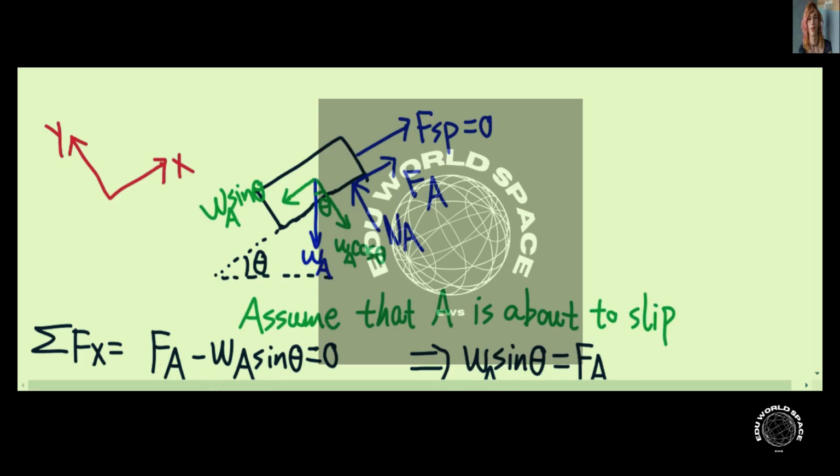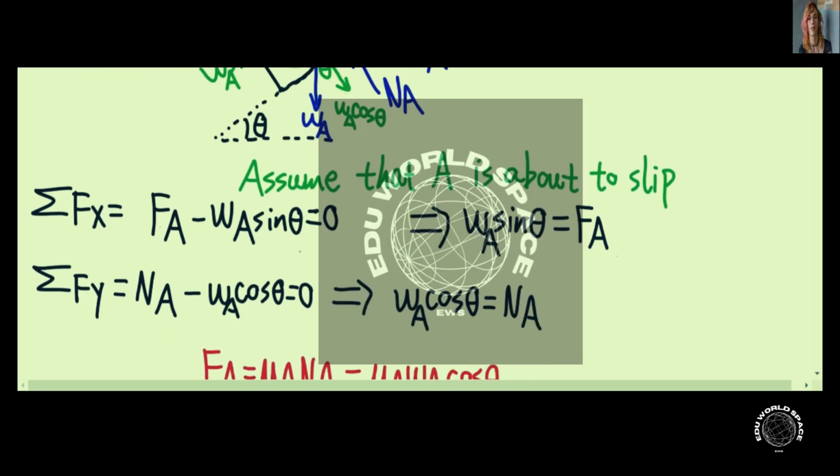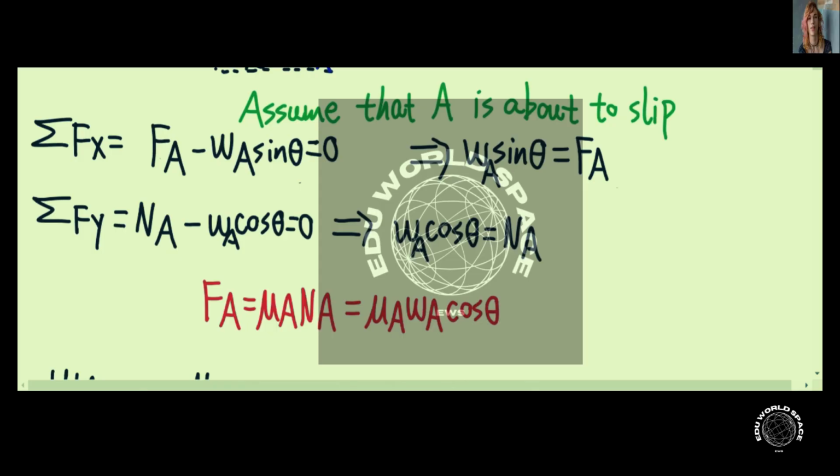So we have Fx equals Fa minus Wa sin theta equals 0. So Wa sin theta is equal to Fa. Wa here is the gravity of block A, and Fa here is the friction on block A. And in the y direction, we have Na minus Wa cosine theta equals 0. Therefore, Wa cosine theta is equal to Na. And we know friction at point A can be equal to mu A Na, which is equal to mu A Wa cosine theta.